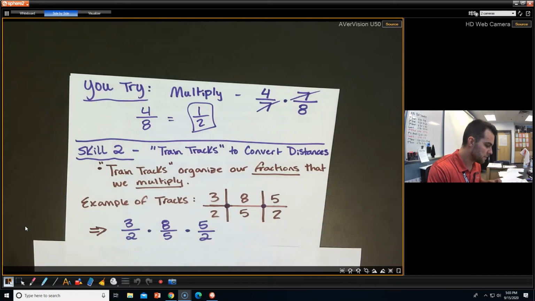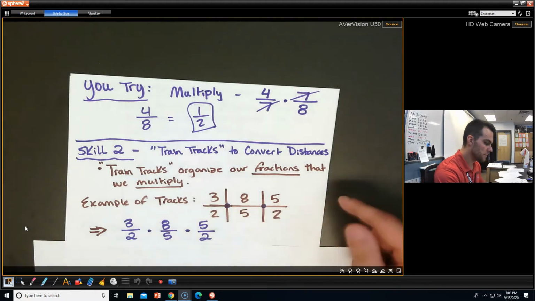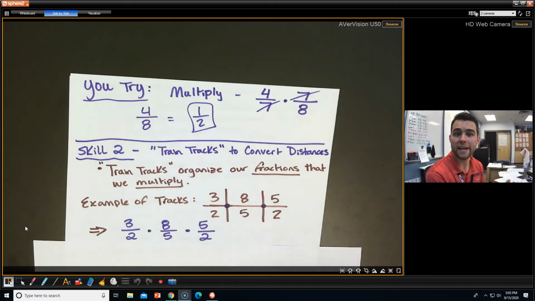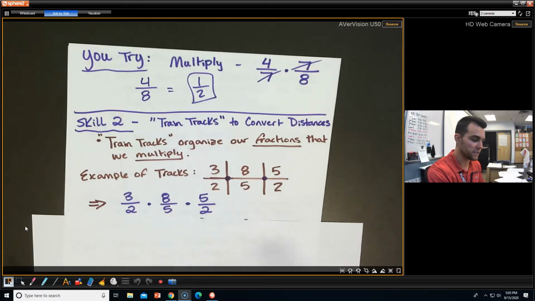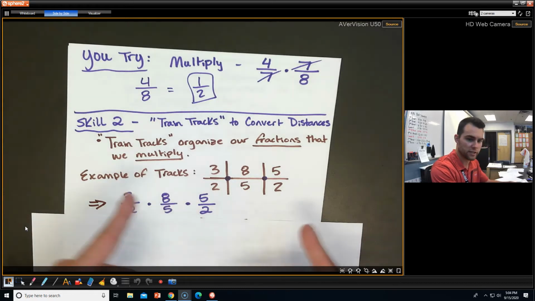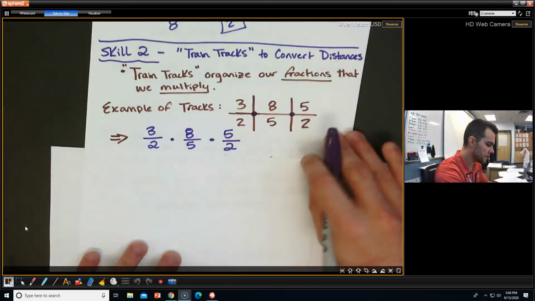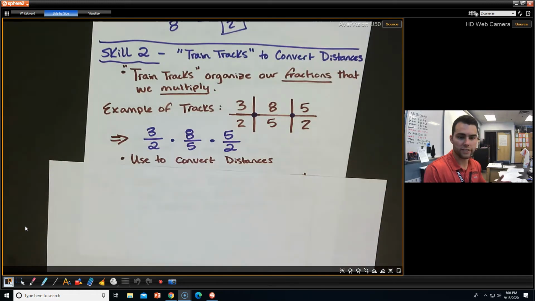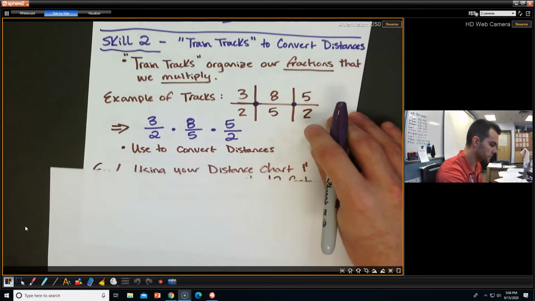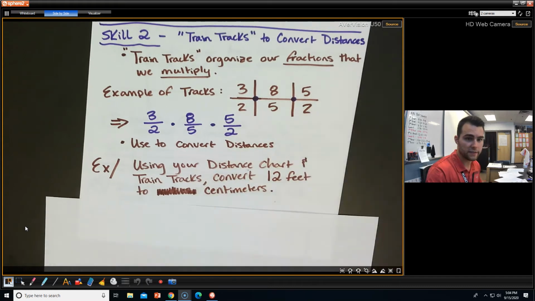So if I have something like this, these are my train tracks. Kind of, yeah, they kind of look like train tracks, I guess. But we have these little square quadrants for these. And to write that as fractions, that's the same thing as 3/2 times 8/5 times 5 over 2. Okay, that's all that means if you see this. So we're going to use that idea to help us convert these distances. And so let's see it in this example.